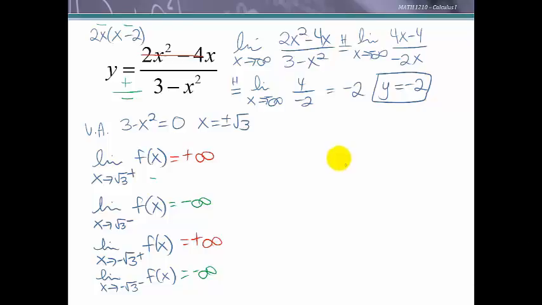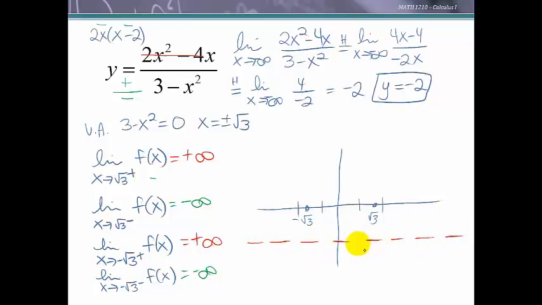Let's go ahead and sketch these asymptotes then so we can see how this all comes together. So here we have 1 and 2 here, and if we're looking at the square root of 3, that is about right here, and negative square root of 3 is about right there. We know we have a horizontal asymptote at -2, and we know that as we go out on the ends that this graph is going to be heading towards this line. And we know we have vertical asymptotes at square root of 3 and at negative square root of 3.